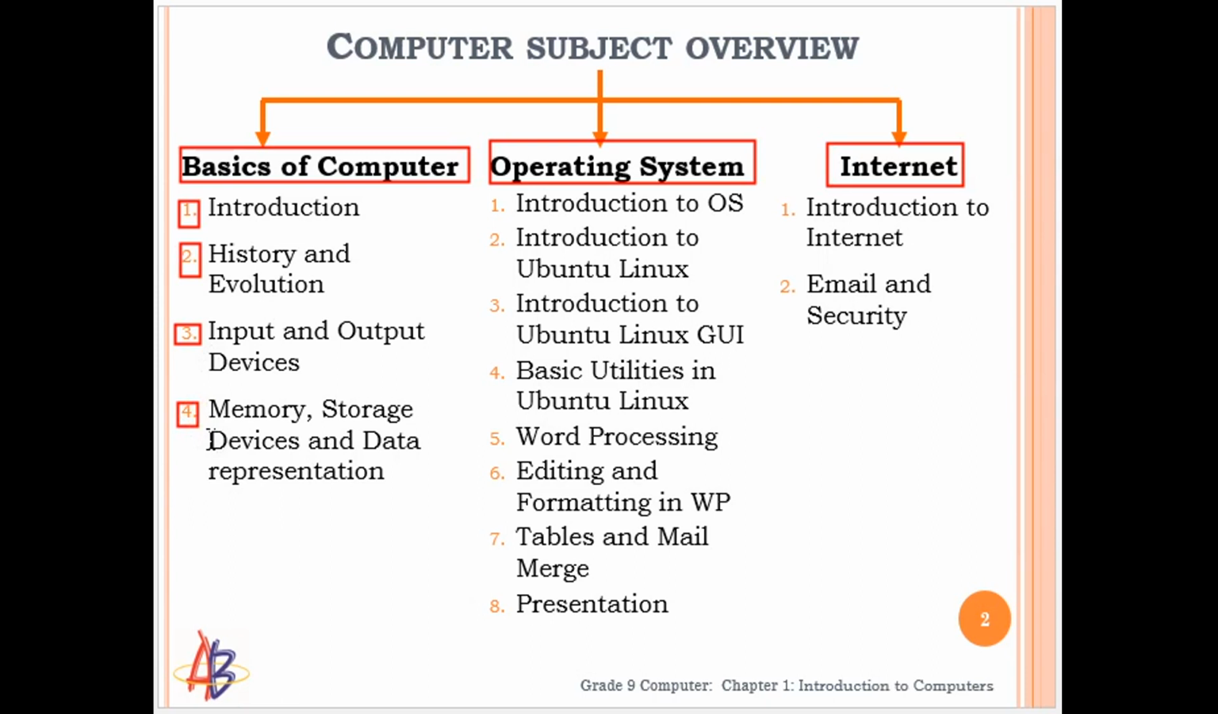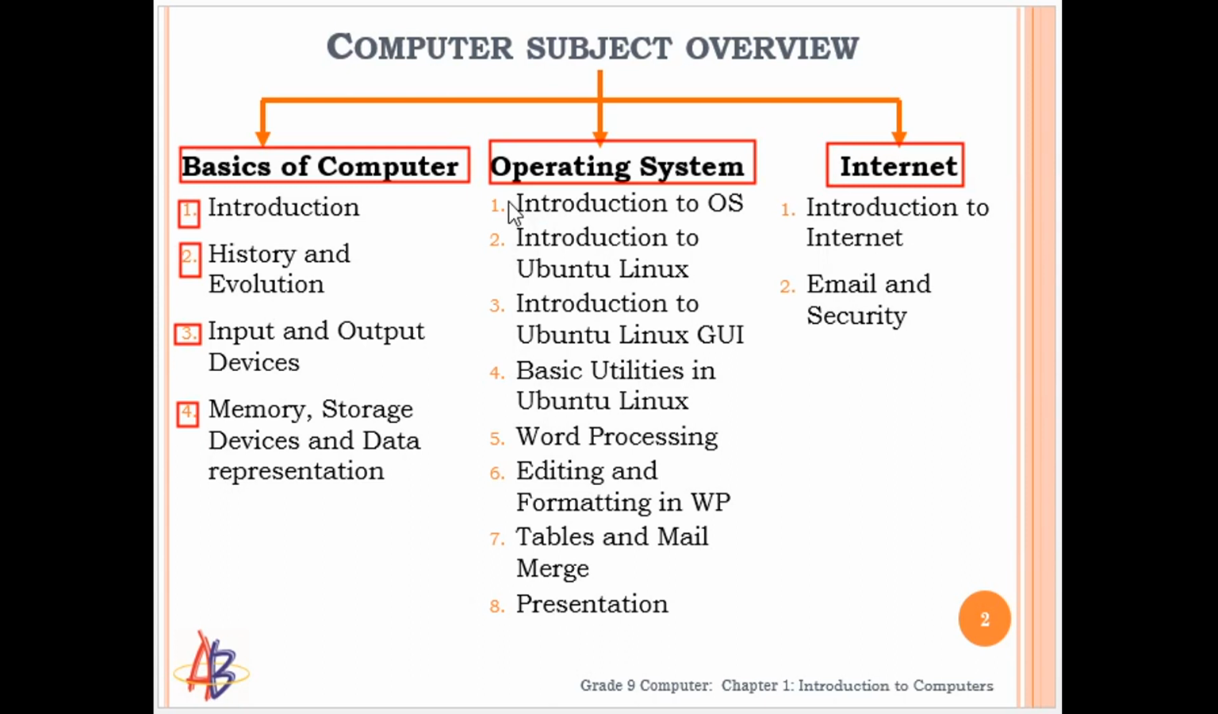Chapter number 4, memory, storage devices and data representation. Over here we will study primary memory, that is RAM, ROM, and secondary storage memory, that is hard disk, pen drive, memory card, etc. In data representation we will again study the binary number system, the decimal number system, and how to convert the binary number system into the decimal number system. So that's all for the first part, basics of computer.